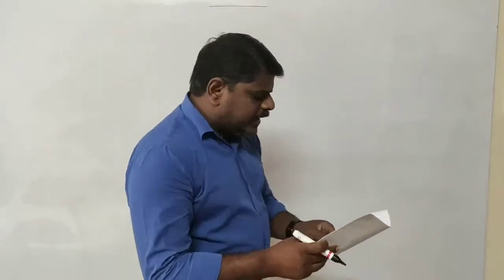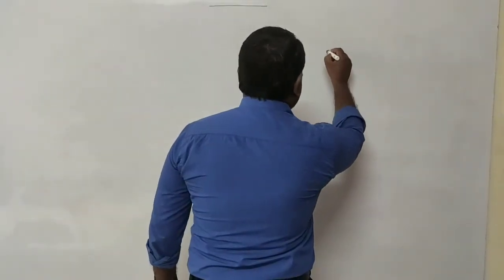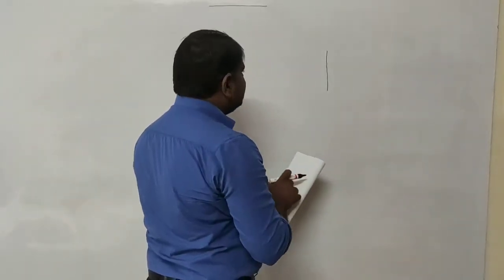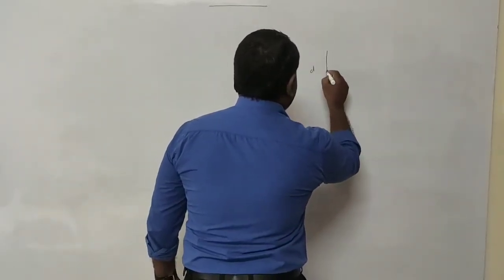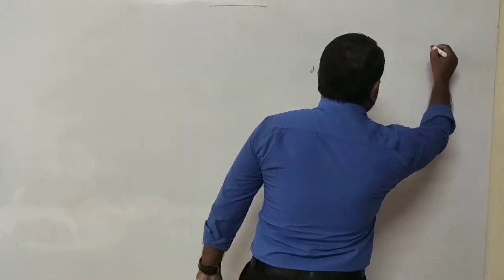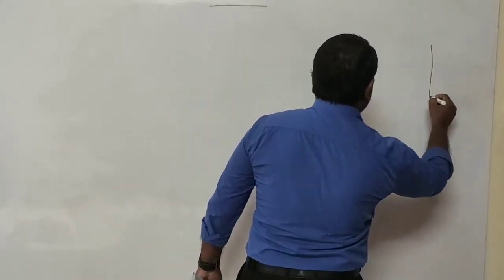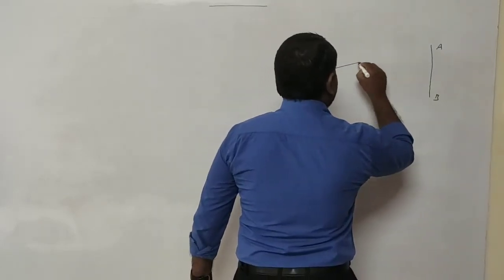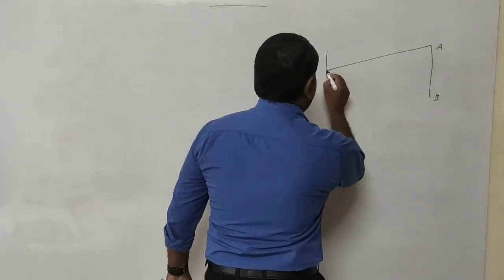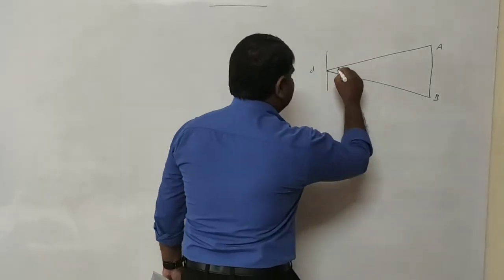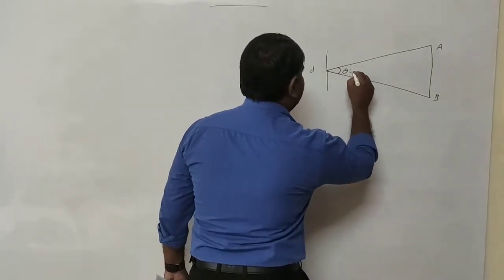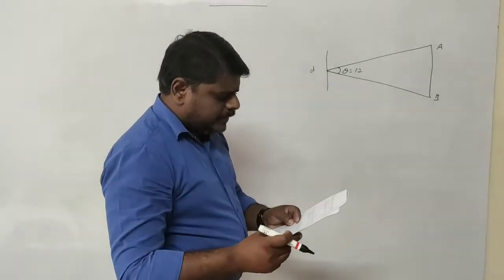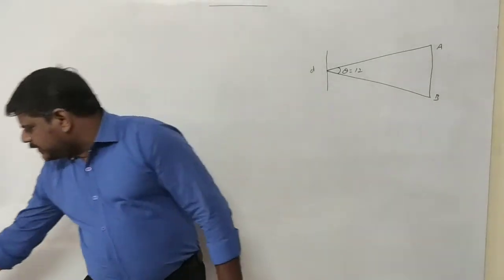If you refer to the diagram given to you, this is the two slits distance, and the distance is given as D. This is the center point, and these are the points given. This is A and this is B. This one is going to reach the point A and this one is going to reach the point B. This angle is given as theta, equal to 0.12 degrees.